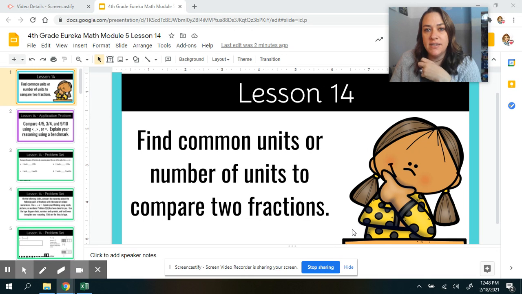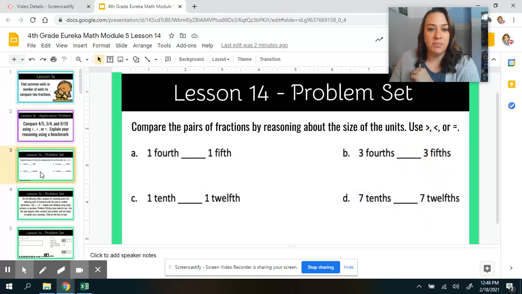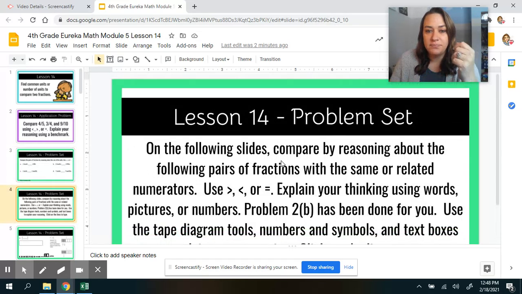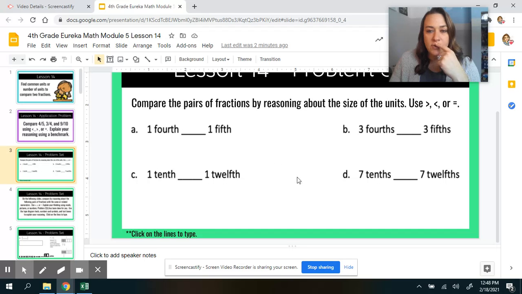We're going to continue finding common units to compare our fractions. So our objective is: I will be able to find common units or number of units to compare two fractions. So we're not using the number line, we're still using our number sense and finding those common denominators to help us compare.